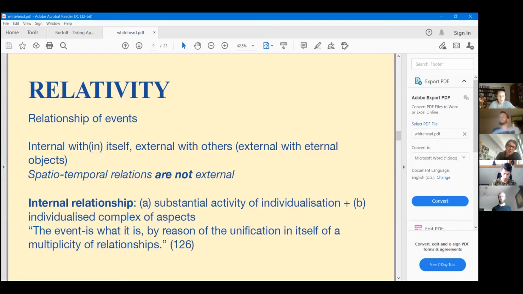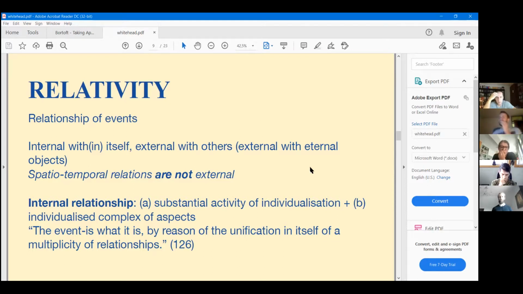So internal relationships, I didn't quite get this division, but I suppose it's like the substantial activity of individualization enables the individualized complex of events, which in turn supports the substantial activity of individualization. But basically, in a way, the event, if it is endurant, it's stable, at least to a certain extent. So the event is what it is by reason of the unification in itself of a multiplicity of relationships.